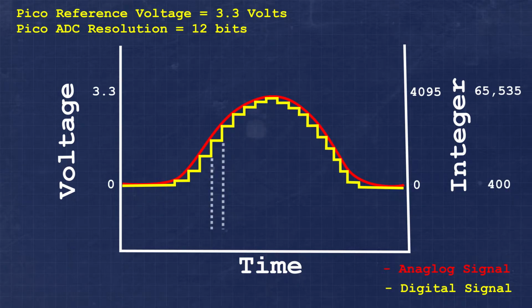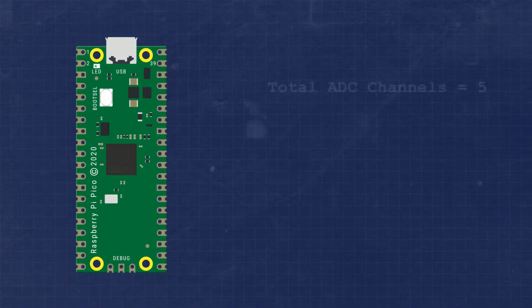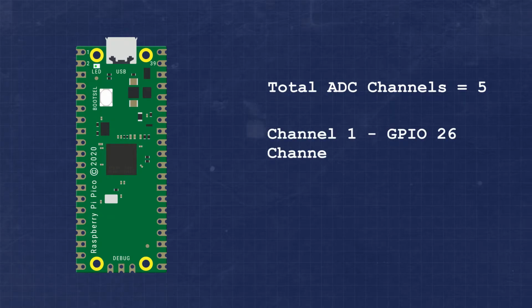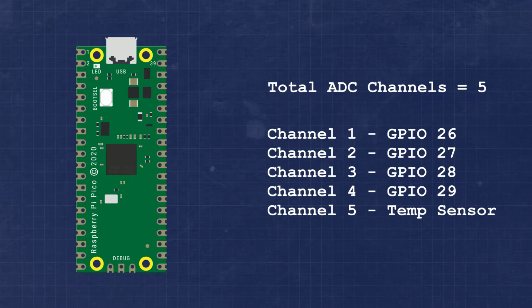How often the signal is sampled is known as the sample rate or sample frequency. In the case of the Pico, it has a sample rate of 500 kilosamples per second. There are a total of 5 ADC channels on the RP2040 microcontroller. 4 of these are broken out as GPIO pins 26, 27, 28, and 29. And one channel is dedicated to measuring the temperature sensor built into the chip.